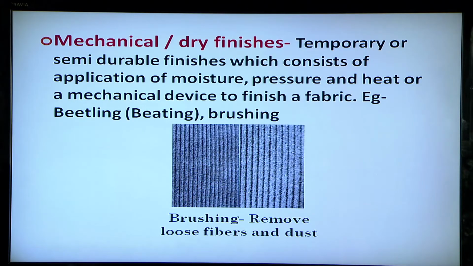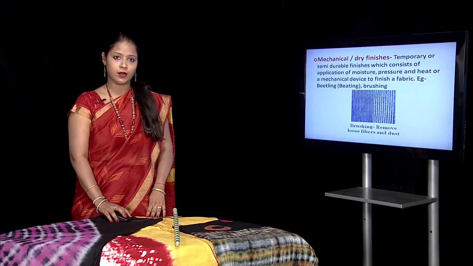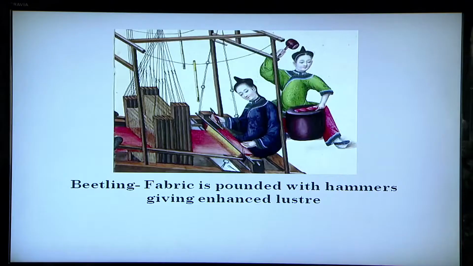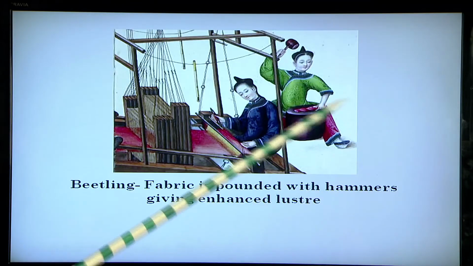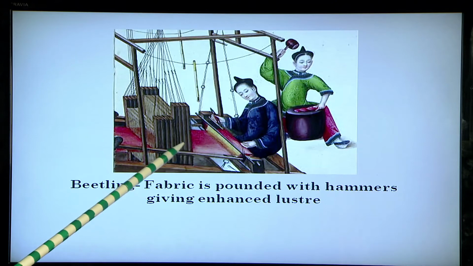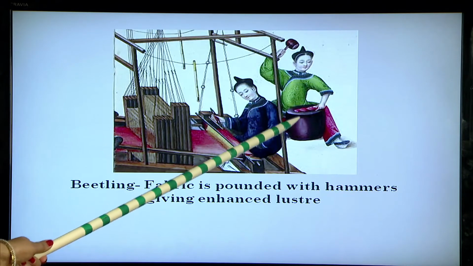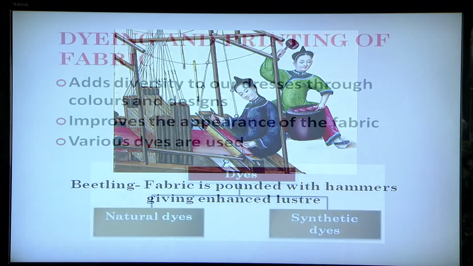In this, the fabric surface is brushed to remove loose fibers and dirt from the surface. Next is the beetling or beating process, where the fabric is pounded with hammers to enhance its luster. Here you can see the fabric is being woven and then it is being beaten by the hammer.